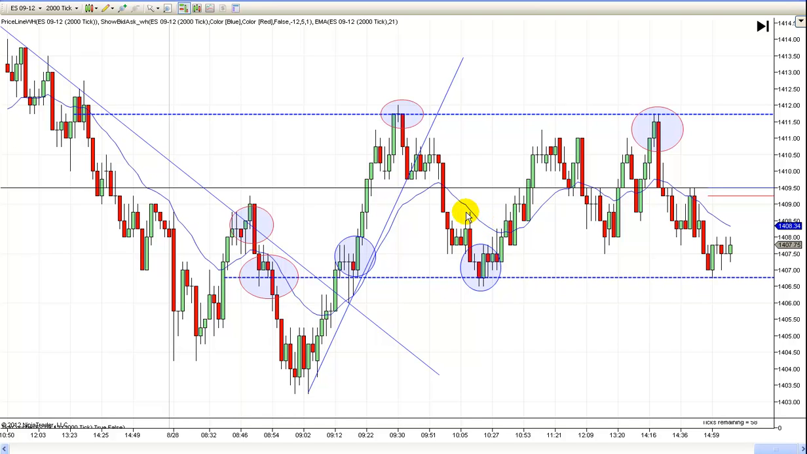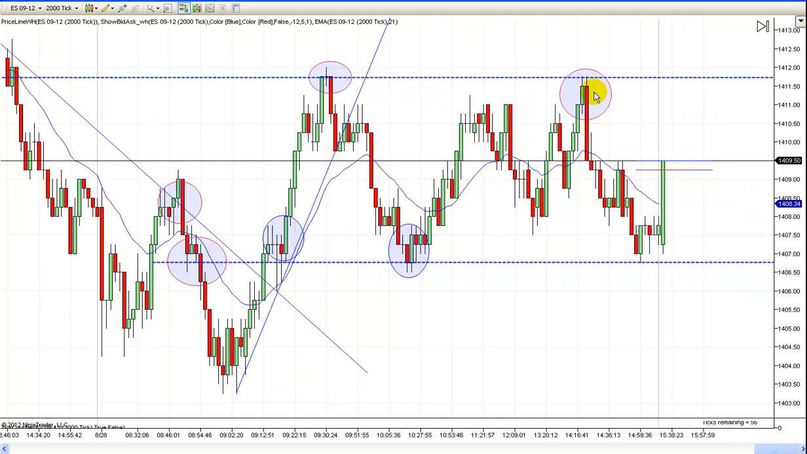I figured we would at least come back and test this high, and it looked like that's all we were going to do and go lower, but it worked its way on back up, and eventually we got to the high again and tested it, and then we sold off. But it was so risky. Like I said, there's some entries in here.